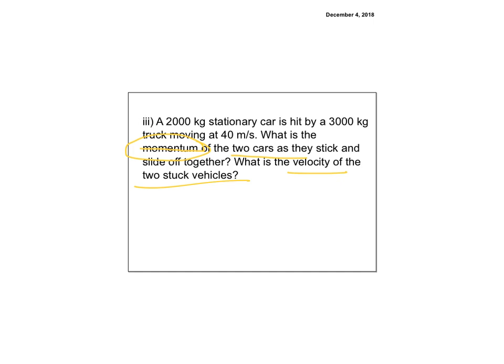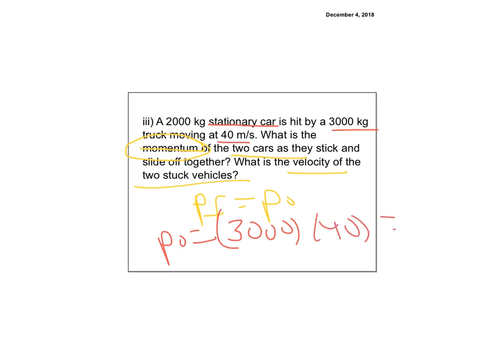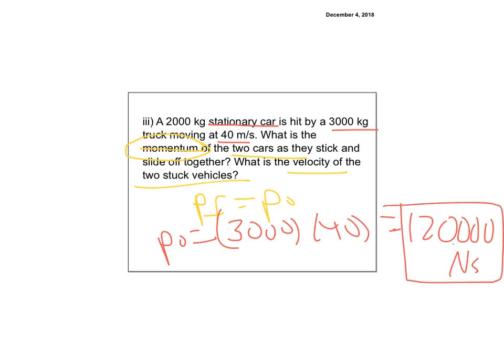So in order to do that, the momentum of the two cars after, right, we know that PF is equal to P naught. So all I got to do is find P naught. And P naught is going to be equal to, well, the stationary car has no momentum, so it's just 3,000 times 40, because that's the only thing moving. Oh, we don't need a calculator, right? Because 3 times 4 is 12. How many zeros? 1, 2, 3, 4. So it's got 120,000 Newton seconds of momentum, and that's equal to the momentum of the two cars after.